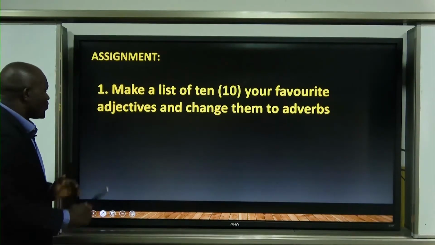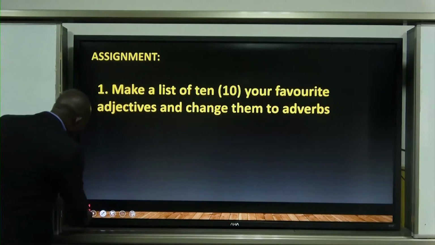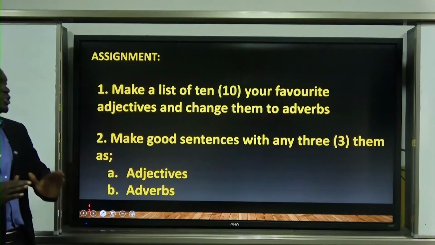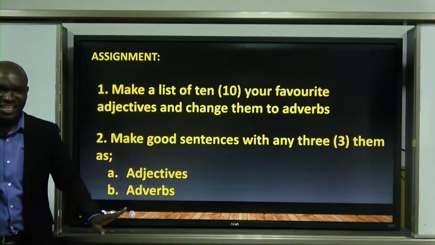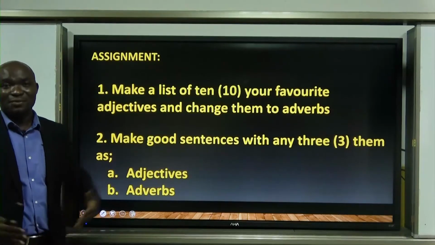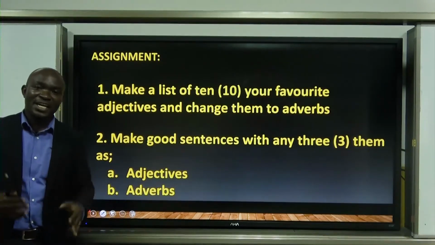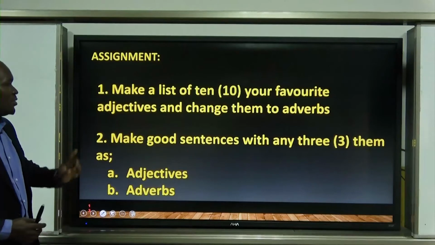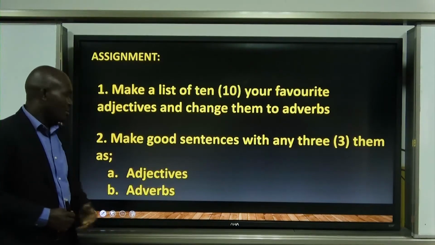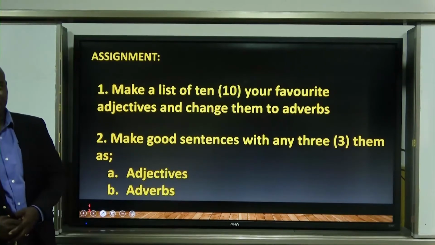Sure. After doing so, my second task for you will be make good sentences with any 3 of those, your favorite adjectives, which you have changed to adverbs. Pick any 3, make good sentences with them. 1 as adjective, 2 as adverbs.